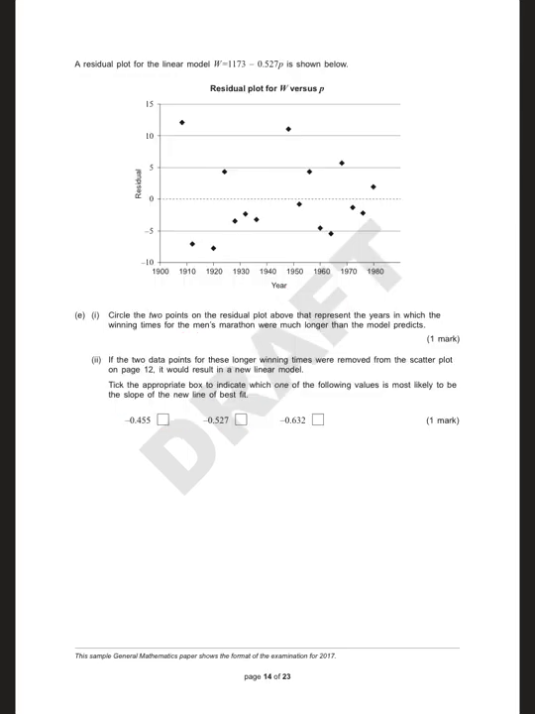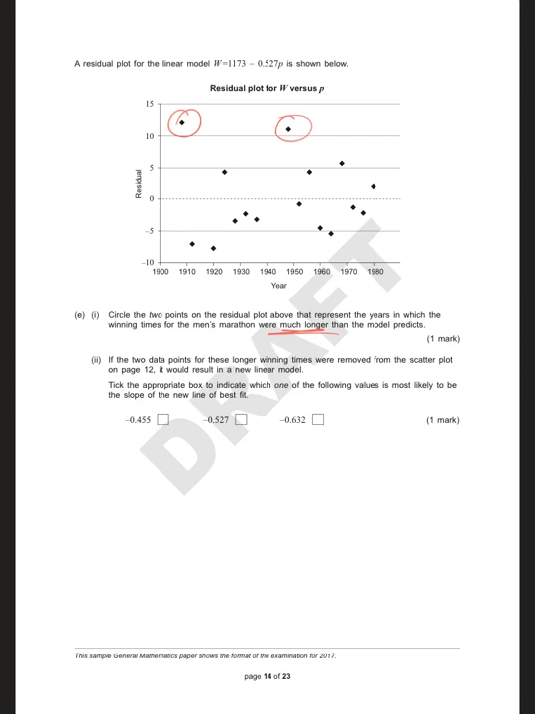A residual plot for the linear model is shown below. Circle 2 points in the residual plot that represent years in which the winning times were much longer than the model predicts. So remember, the line of best fit is that. This is predicting what the dots should be. Anything below that means the winning times were lower than expected. Anything above that is higher than expected. It's looking for much longer. These are the two much longest, or whatever the correct terminology is for that.